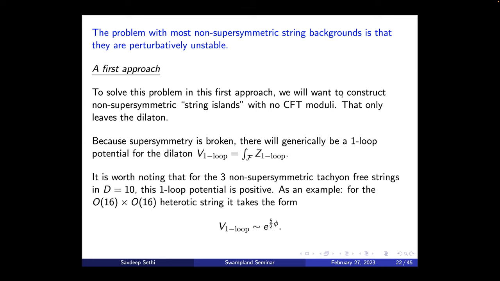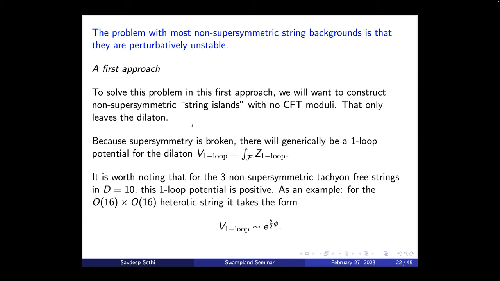So as a first approach to solve this problem, I want to try to construct what we will call non-supersymmetric string islands. The idea of string islands I saw in a paper by Harvey and Dabholkar a long time back, where they were attempting to construct supersymmetric string islands. So what is a string island? A string island is a compactification. Imagine a torus, but a compactification that is quotiented in such a way that you end up with no moduli at the level of conformal field theory. So the worldsheet itself would have no moduli, and that would leave only the dilaton as something to worry about, to stabilize. And because supersymmetry is broken, there will typically be a one-loop potential for the dilaton.